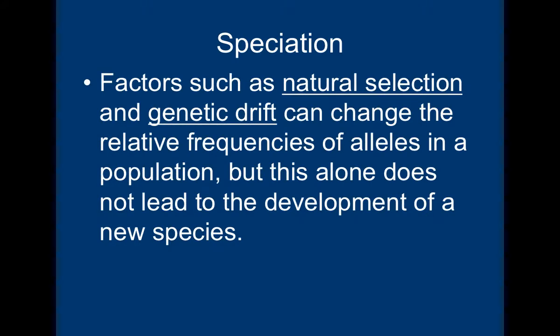Factors like natural selection that happens on individuals and genetic drift can change the relative frequencies of alleles in a population. But, like I said, this alone doesn't necessarily lead to the development of a new species. We have to have certain conditions met in order for the new species to actually start to emerge. And we also have to have this cumulative effect. In other words, it can't just be one trait that causes a new species.